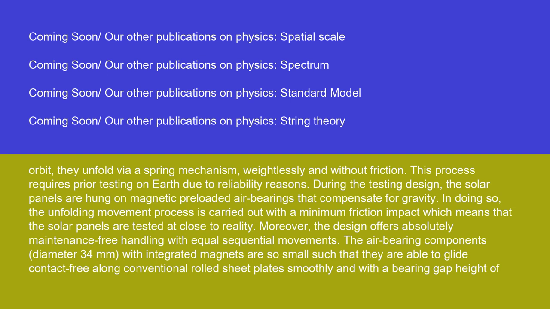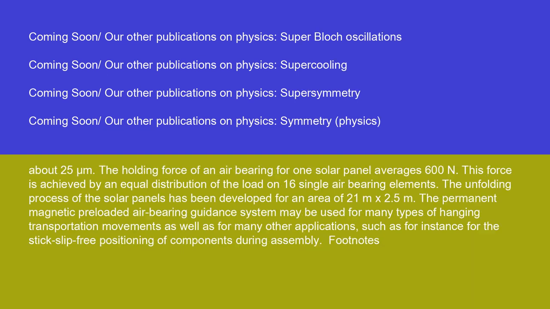The air bearing components, diameter 34 millimeters, with integrated magnets are so small that they are able to glide contact-free along conventional rolled sheet plates smoothly and with a bearing gap height of about 25 micrometers.